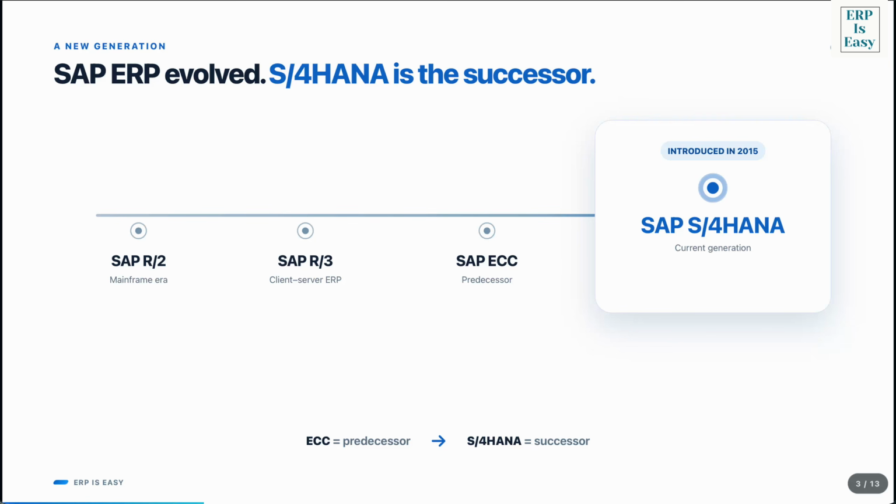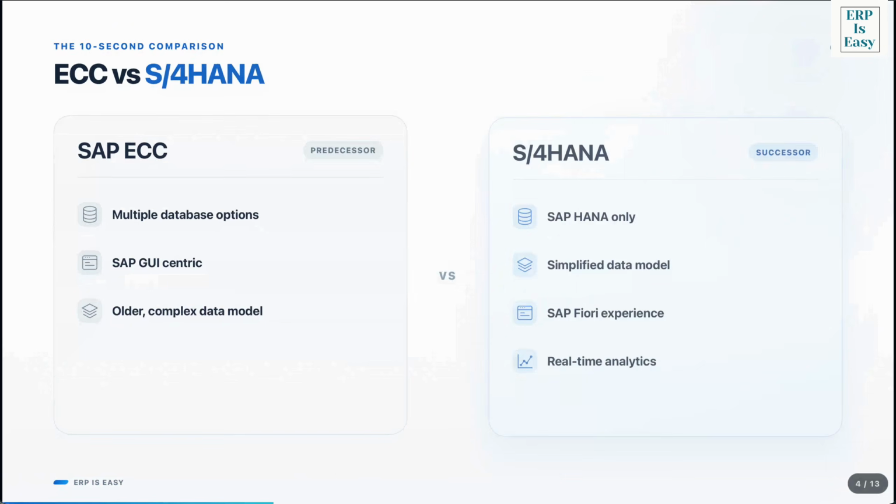Then in 2015, SAP introduced their next generation of ERP software called SAP S4HANA. So in very simple terms, ECC is SAP's legacy ERP version, whereas S4HANA is its latest ERP software version. So if companies were already running their businesses successfully in ECC, why did SAP introduce another ERP system? And what is actually different about S4HANA when compared to ECC?